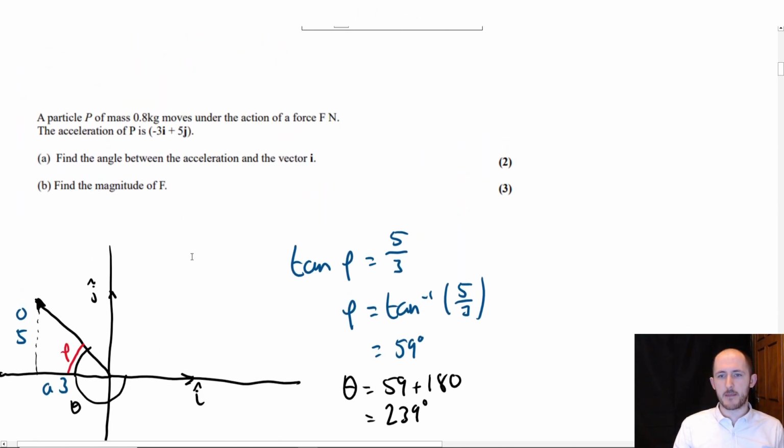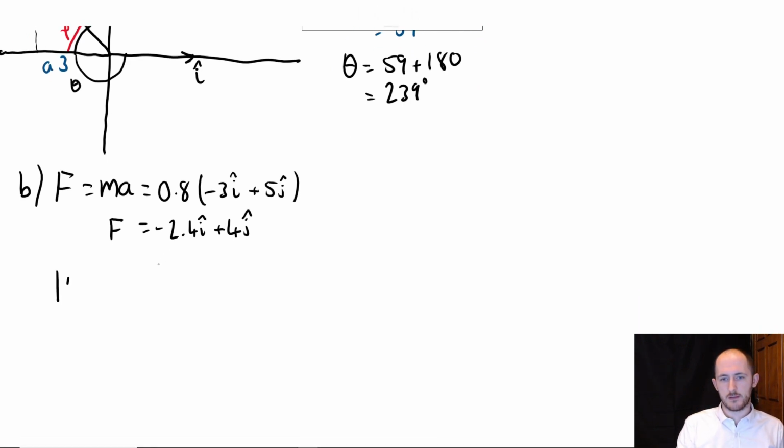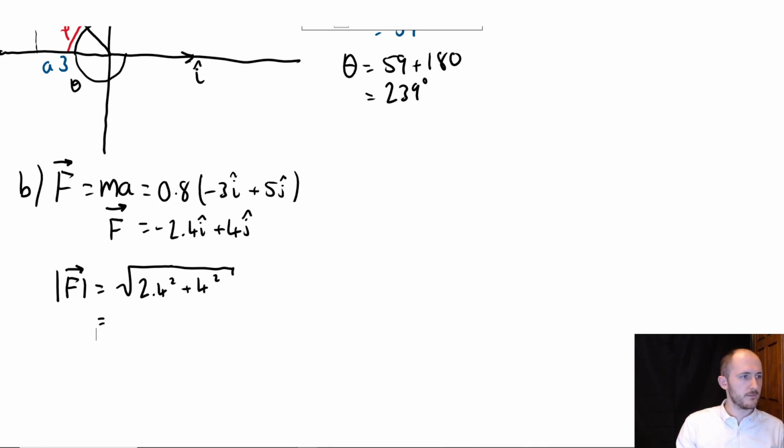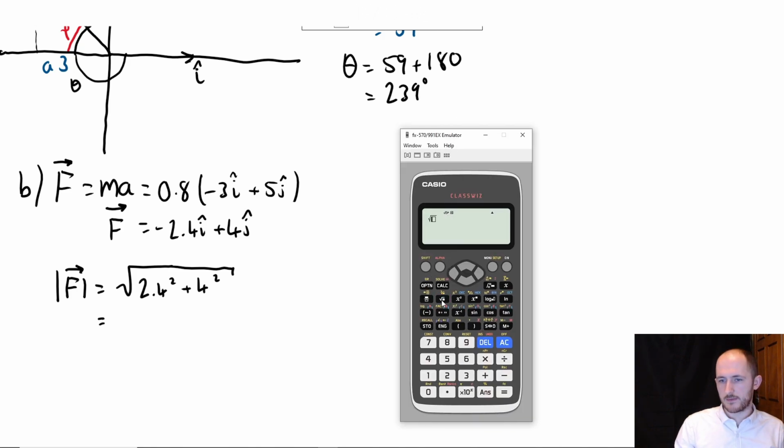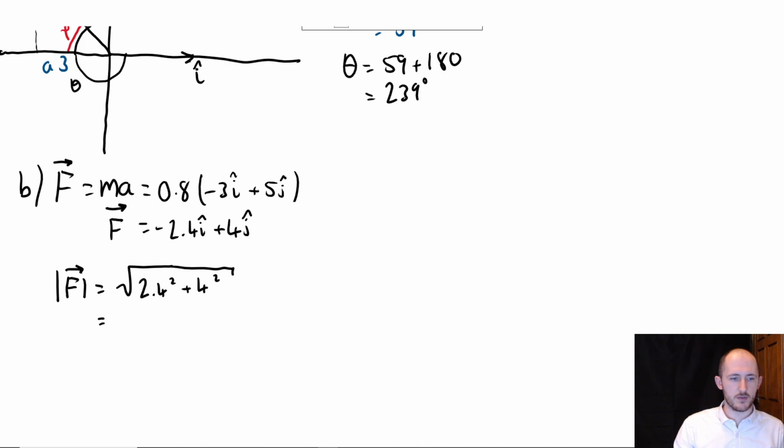However, it says find the magnitude. So this is where we're actually going to do what we said earlier. If you want, you can actually make this a vector by putting a little arrow on its head. And we get square root of 2.4 squared plus 4 squared, and that will give us our answer of 4.66 newtons. To 3 significant figures.